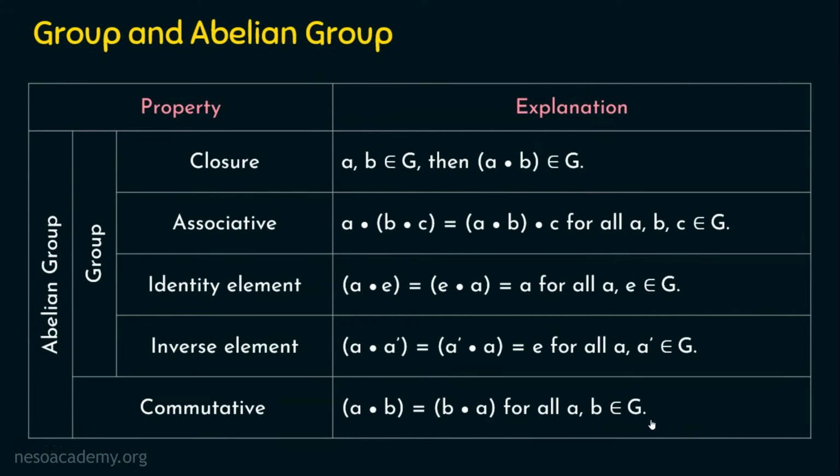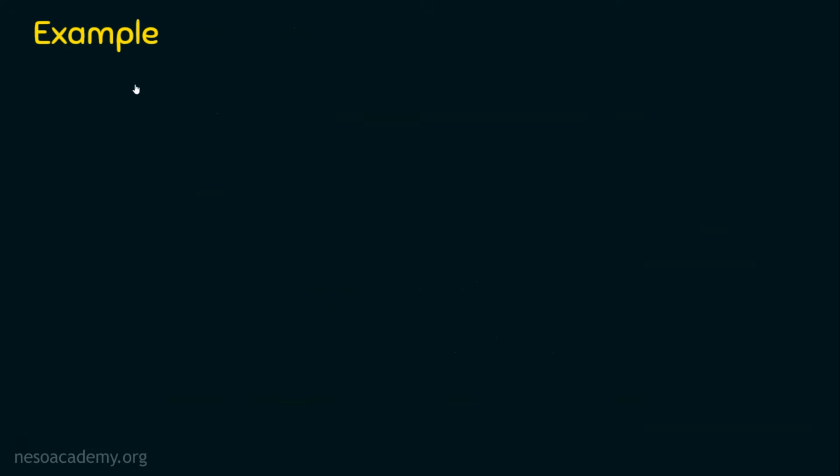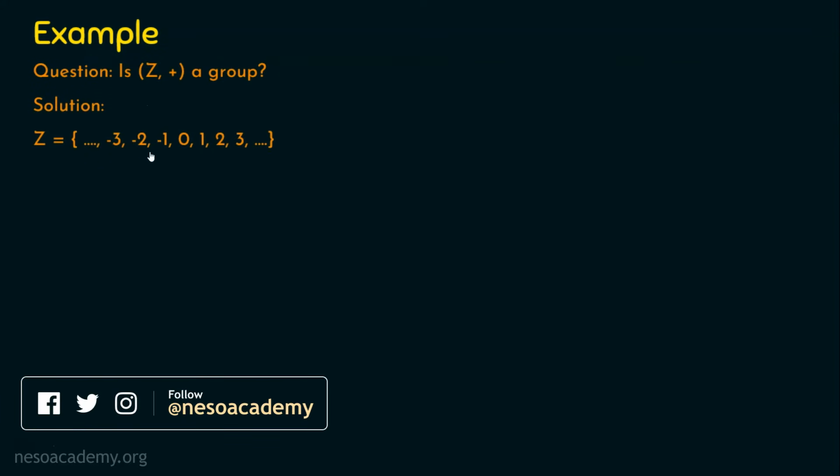So we have seen the theoretical aspects of a group and abelian group. Let's see an example. The question is: is Z, plus a group? Let's solve it now. What is Z? We know Z means the set of integers. So this is the set of integers, and this is actually a set. When will we call this set a group? When the 4 properties are satisfied, right? Let's see them one by one now.